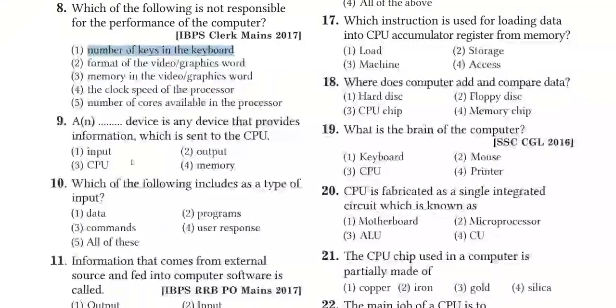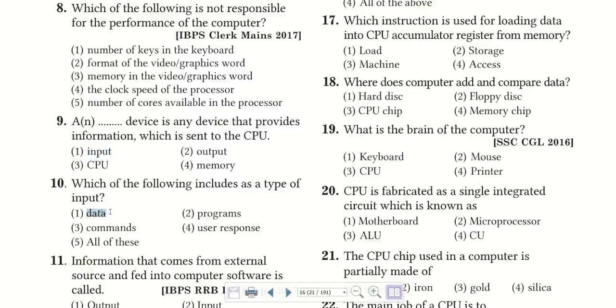The ninth question is a dash device is any device that provides information which is sent to the CPU. An input device is a device that provides information which is sent to the CPU for processing. So the correct answer is the input device. The next question, which of the following is included as a type of input? So all of the above, that is data, programs, commands and user response. Data, programs, commands and user responses are included in the input.